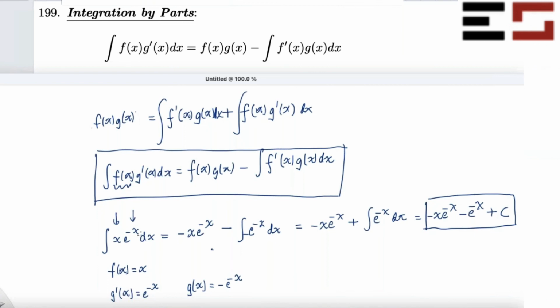Again, if you want to check if you got this right or not, what should you do? Take the derivative of this and see if you're getting this or not. It's just a quick check.